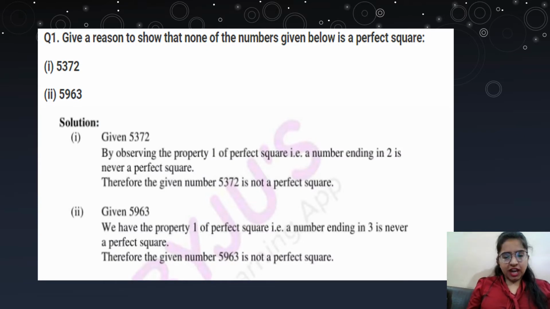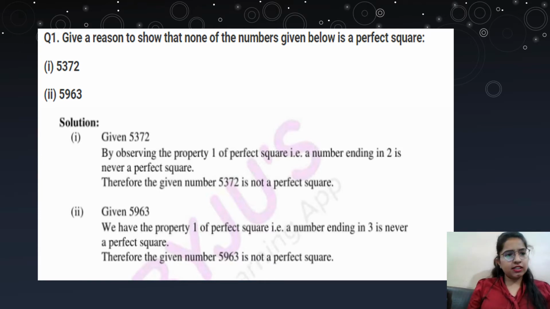Now we are going to start our exercise 3rd B. 3rd A we have done before holidays only. So I'm going to start 3rd B. Before watching this video, you have to understand the properties of square and square roots, right? Before watching this video, you have to watch the previous video in which properties are explained.